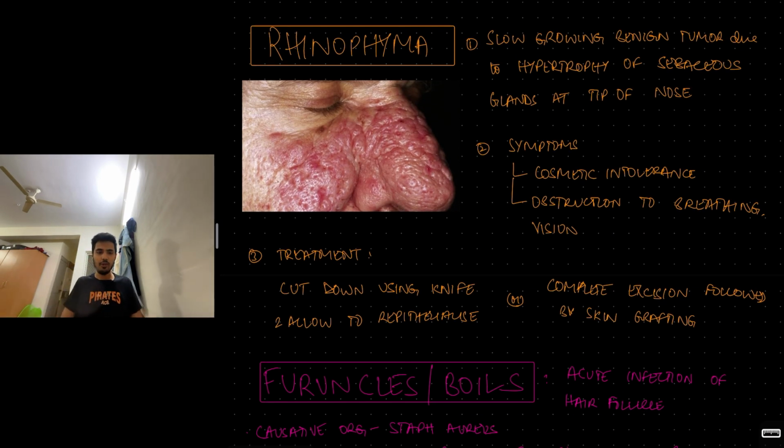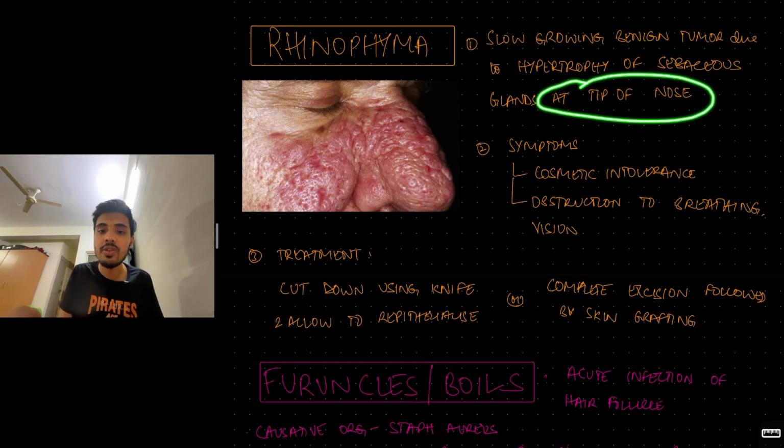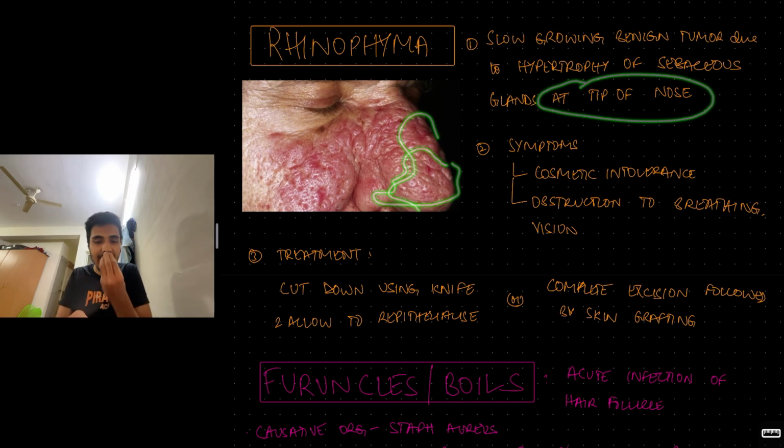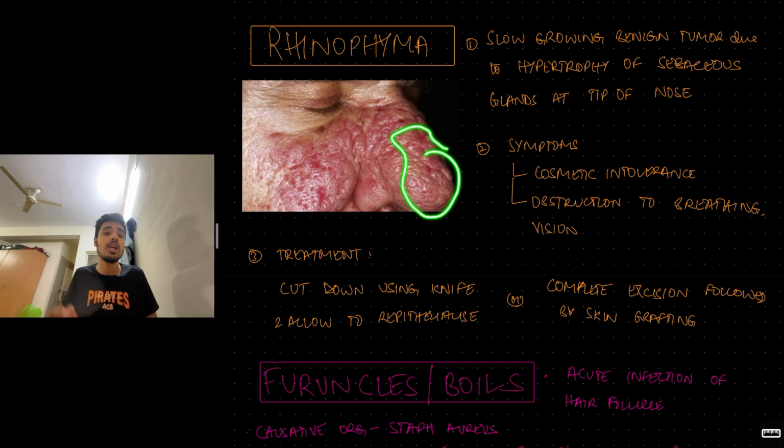Next, coming to rhinophyma. Now, what is rhinophyma? Rhinophyma is a slow growing benign tumor due to hypertrophy of the sebaceous glands, the oil glands at the tip of the nose. As you can see here, at the tip of the nose, and not exactly at the tip, basically all over the nose, mostly at the tip, the hypertrophy of the sebaceous glands leads to a slow growing benign mass.